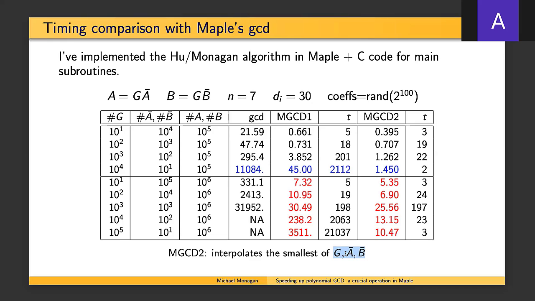One more question from the audience. The statement is, one core assumption is that the answer is sparse. Must the degrees in each variable be sort of comparable as well?